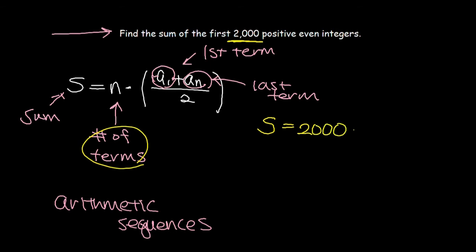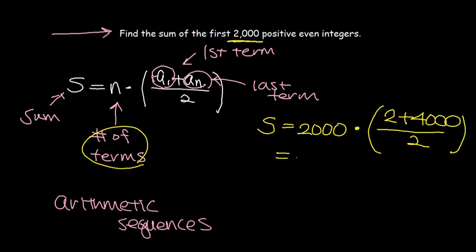So 2,000 times, what's the first term? 2, because 2 is the smallest positive even integer. We're going to put 2. What's the last term in the sequence? 4,000. Why? Because there's 2,000 positive even integers, and the 2,000th term is going to be 4,000, all over 2. If we solve this, we should be able to get what this S is equal to, or the sum of the sequence.